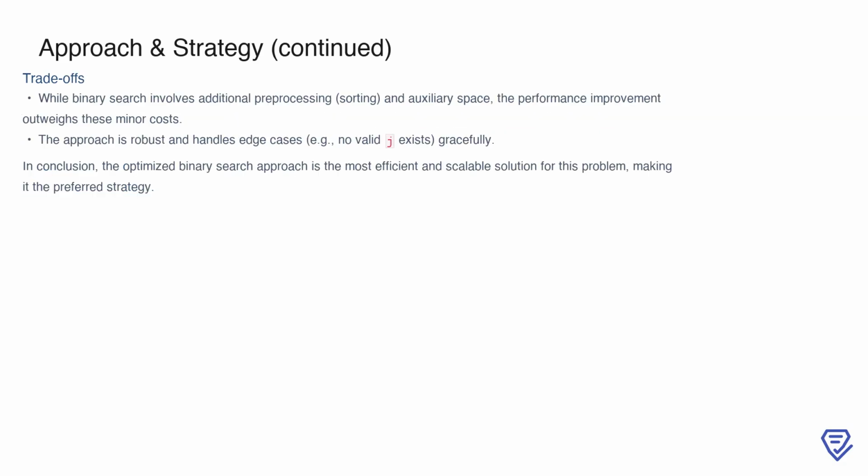Despite the added pre-processing step of sorting and the use of auxiliary space, the binary search-based solution is robust and scalable. These minor trade-offs are more than compensated for by the dramatic improvement in performance, particularly for large input sizes. Another advantage of this approach is its ability to handle edge cases gracefully, such as when no valid j exists for a given interval. Ultimately, the binary search optimization is the preferred strategy for solving this problem. It is both efficient and well-suited for real-world scenarios where performance matters. By reducing the problem to a combination of sorting and quick searches, we achieve a solution that is not only faster but also more elegant and reliable, making it the optimal choice for this task.